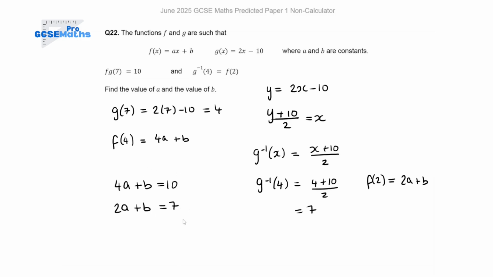And now I've clearly got just linear simultaneous equations. So the way I'm going to solve it, you can either do substitution or elimination. I'm going to do elimination because they have the same number of b's. Same sign, subtract. So 4a minus 2a is 2a. b minus b is obviously nothing, cancels out. 10 minus 7 is 3. Now do you see how I could solve just for a? a is 3 over 2, or 1.5.